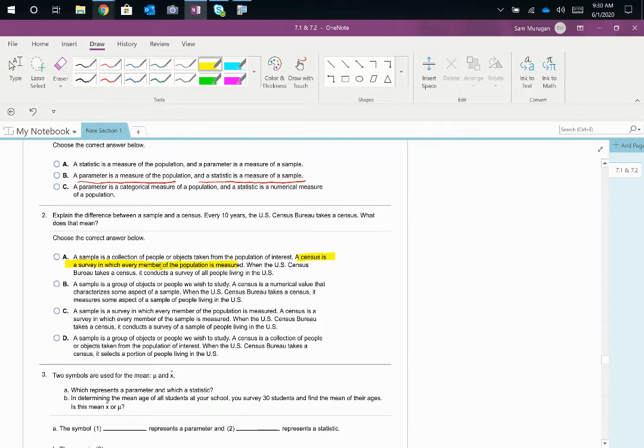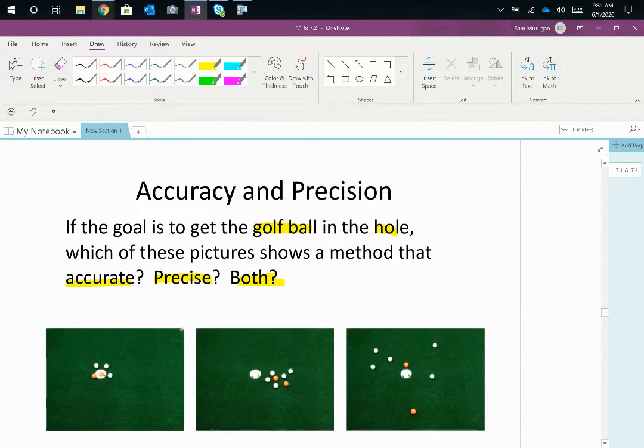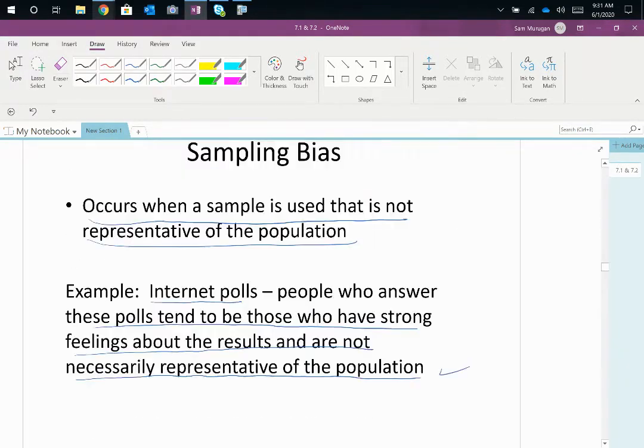A sample is a collection of people or objects taken from the population of interest. When the U.S. Census Bureau takes a census, it conducts a survey of all people living in the U.S. Okay? This answer here, based on the sentence, is the most accurate. The census is a survey in which every member of the population is measured. And if you go back to my definition, you will see that. So this is a definition question that came directly from our notes.